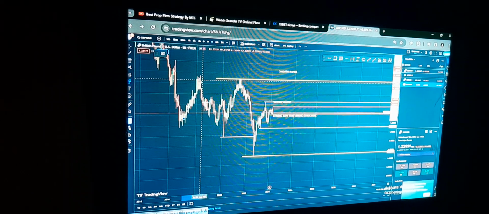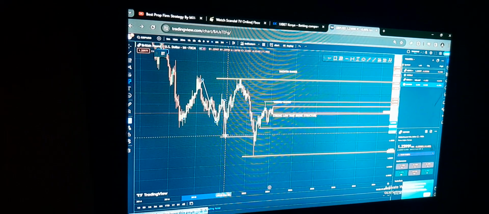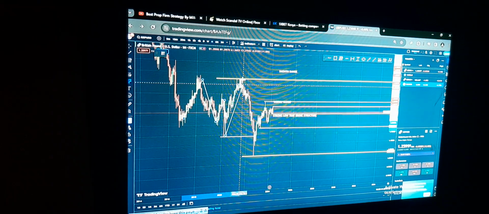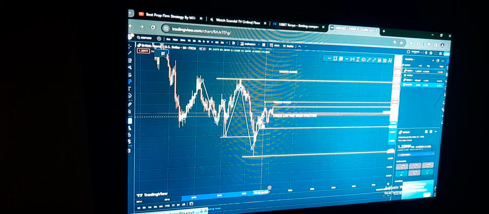As you can see, we were here, went up, traded down, there, went down, up, but we respected that level. As you can see, we respected this level, then traded down, and here is where we are.